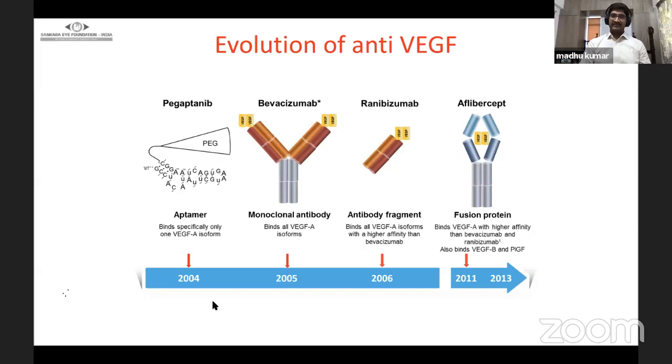So coming to the anti-VEGF, I'll just touch upon the anti-VEGFs a little bit and then go on to the preparation and whereabouts of the Avastin, the bevacizumab injections. It started in 2004. Pegaptanib was the first drug approved for intravitreal injection, that is an aptamer, followed by bevacizumab, which is a monoclonal antibody. It was recommended for intravitreal usage from 2005 and is being continued since then, although it's off-label. In 2006, ranibizumab was approved for intravitreal injection by the FDA. And then aflibercept, and now we have conbercept and brolucizumab.